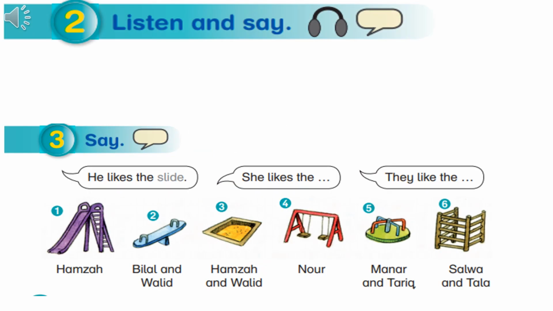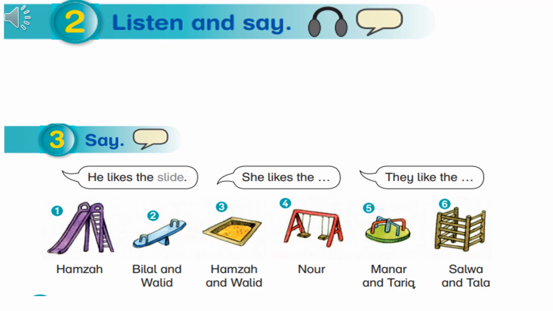Let's move to activity number 2, listen and say. In this activity, I want you to say again the new words aloud.